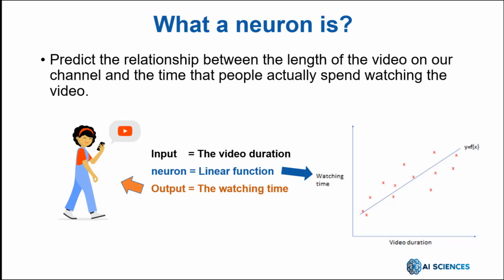After that, I inform the machine about the relationship I expect to see between these two variables. I can choose a linear function between x and y, or a nonlinear function. This function is what we call a neuron. Then we can predict the time people would spend watching a video lesson precisely based on our neuron and the video duration.